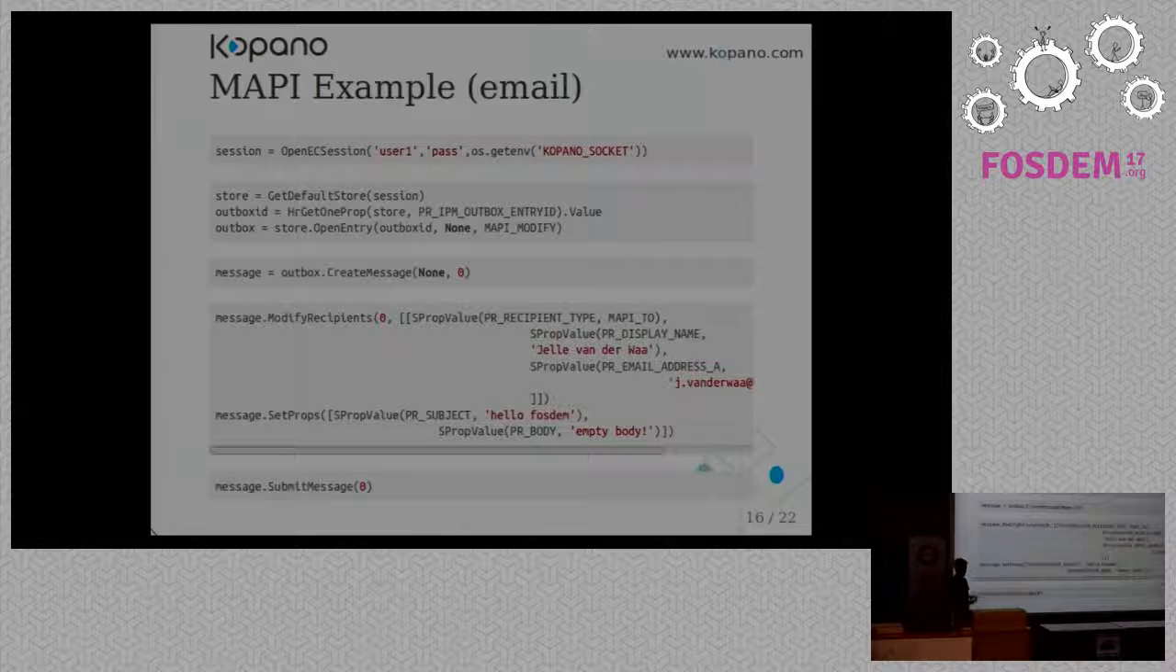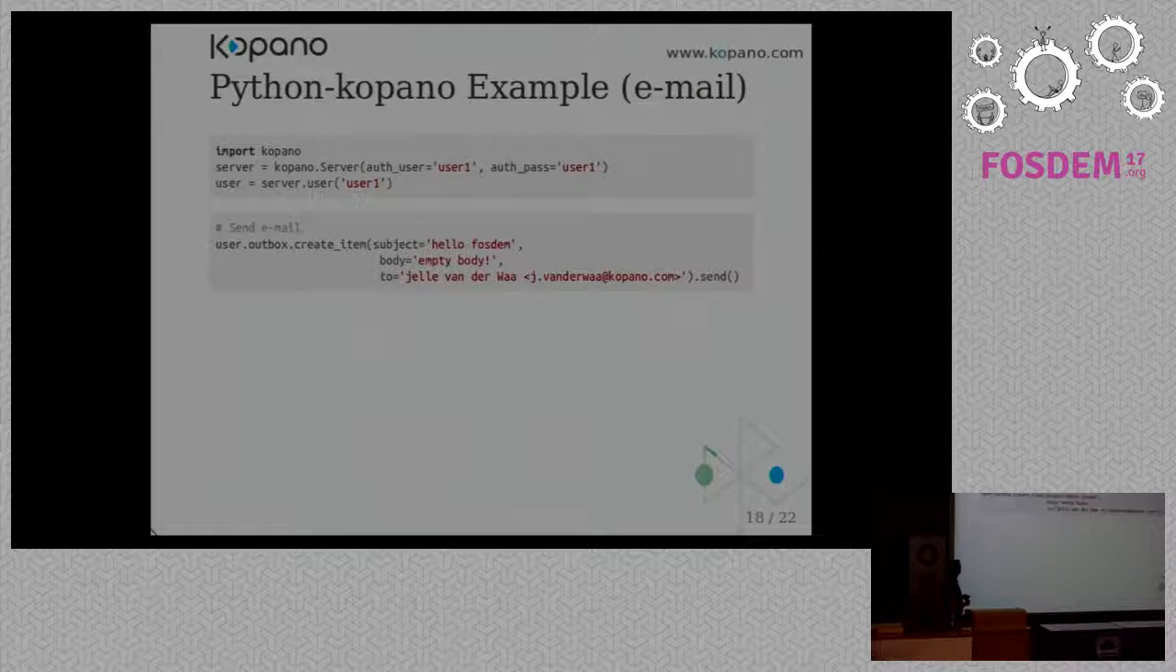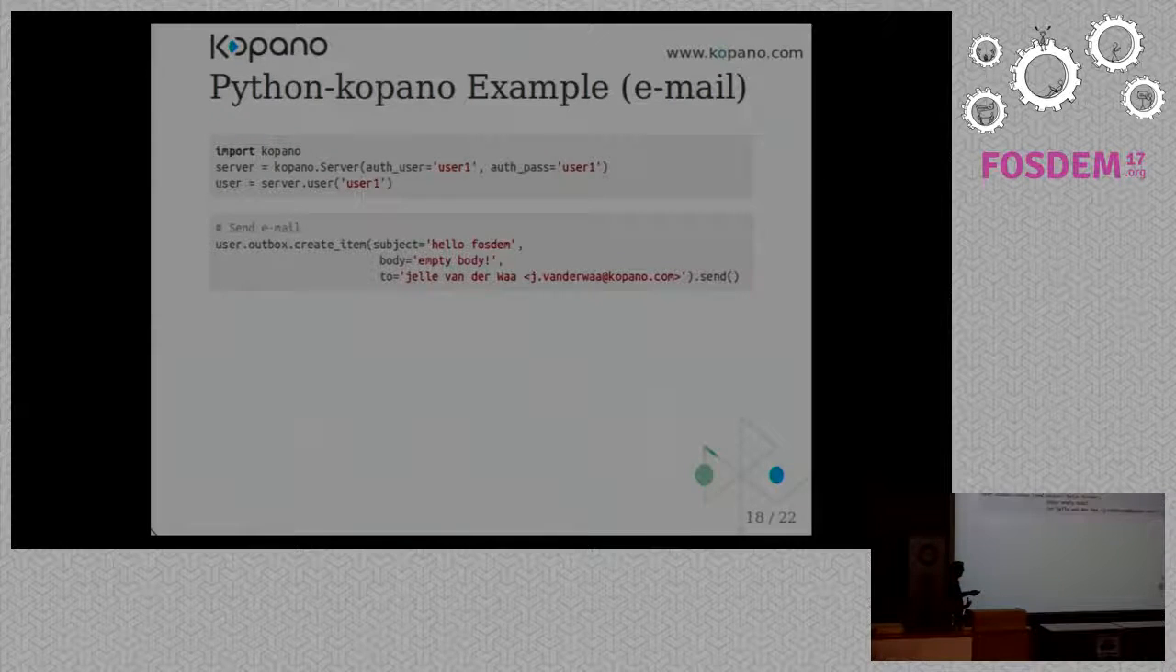And what that does, it just sets a special flag on the message, and then our spooler picks it up and sends it out over the wire. If you want to do this in Python-kopano, it's far easier. So you connect to the server, again with your username and your password. You select the user you're logged into. You create the item with the subject and body and the receiver, and you send it here, and you're done.